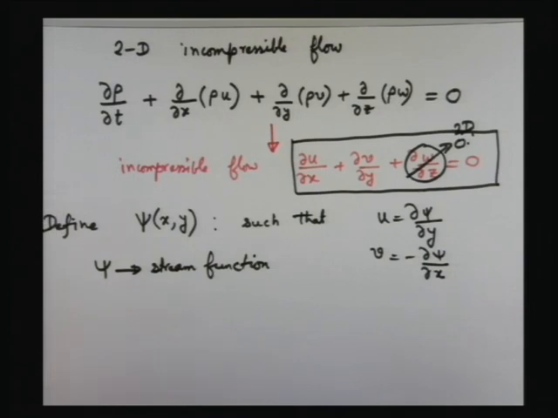So, when is the stream function defined? The stream function is not defined for all cases. The stream function is defined only for two-dimensional incompressible flow, because this parametric form is satisfied only for two-dimensional incompressible flow. Otherwise, this will not satisfy the general continuity equation.